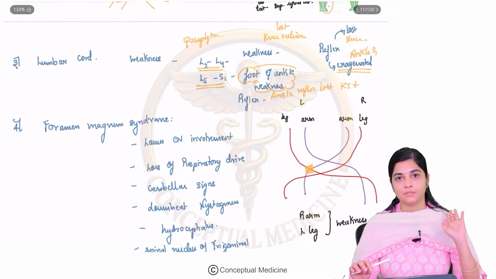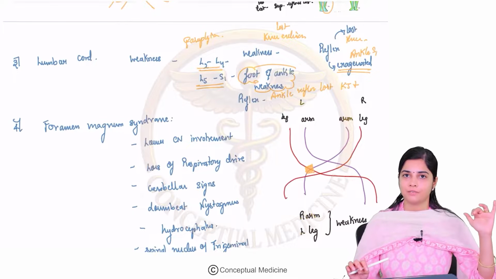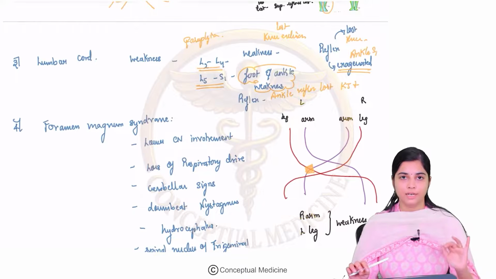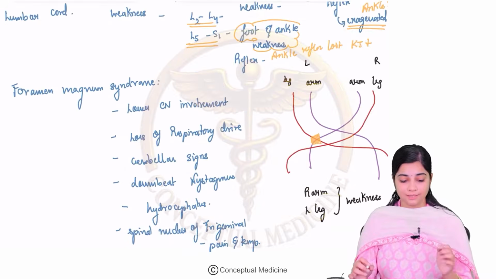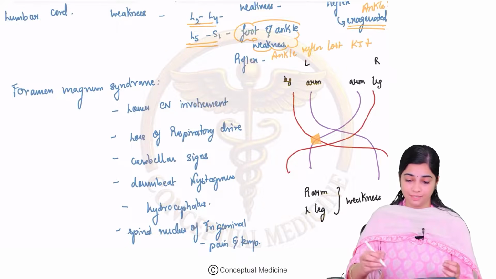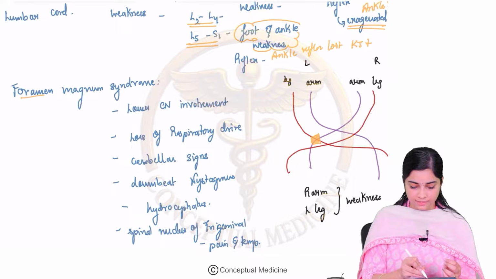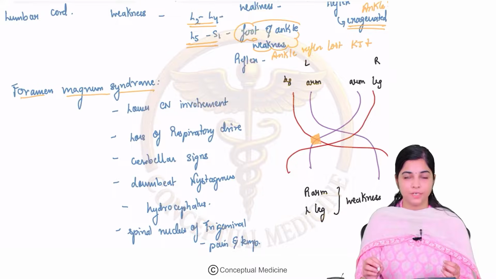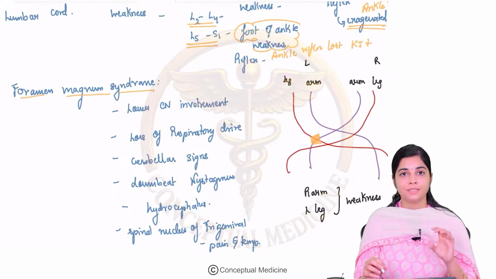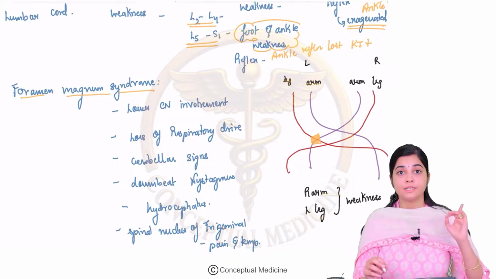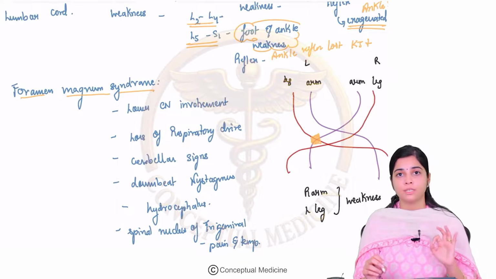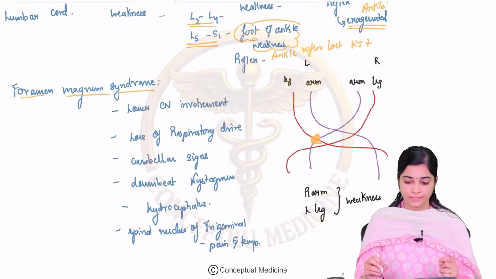So, till now we have understood how to localize the lesion at the level of cervical cord, thoracic cord and lumbar cord. Now let us move on to another very interesting and very strange syndrome that we call as the foramen magnum syndrome. We know that the foramen magnum is basically the opening in the skull through which the spinal cord arises and moves out, right?